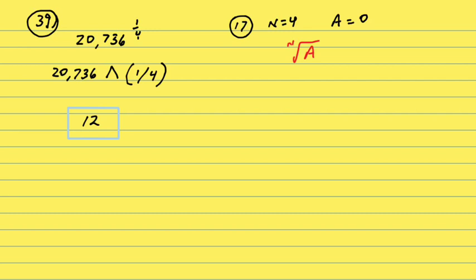Now in this one we want the nth root of a, so that's the fourth root of 0. What number times itself 4 times gives you 0? Well, that would be 0.